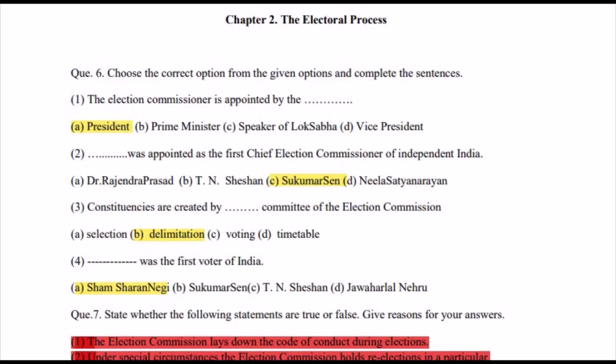Second question: Dash was appointed as the first Election Commissioner of independent India. Here the question asked is, who is the first Election Commissioner? It is none other than Sukumar Sen. He was from Kolkata. He was the first Election Commissioner of independent India.